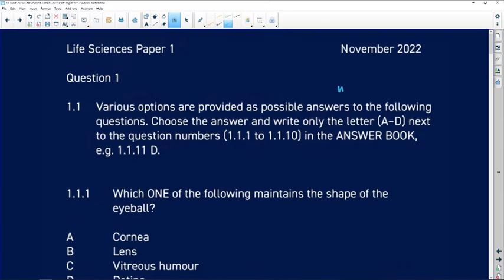This is Life Sciences Paper 1 from November 2022. We're going to be starting off with Section A, Question 1. Question 1.1 is always in your paper multiple choice.